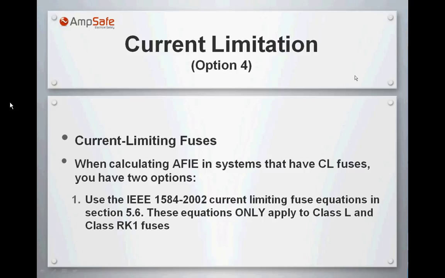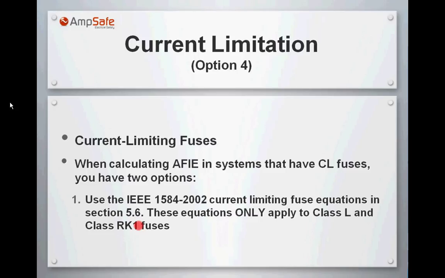These equations are only used for class L fuses and for RK1 fuses. So if you have any other type of fuses, like for example RK5 fuses, you should not use this fuse equation. These are specialized fuse equations, and they are not the standard IEEE equations. So these are specialized, and these equations will be accounting the current limiting effects of class L and RK1 fuses only. If you have RK5 fuses, J fuses, etc., you cannot use this method.